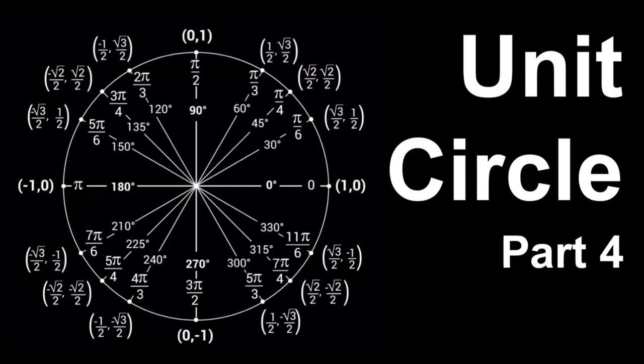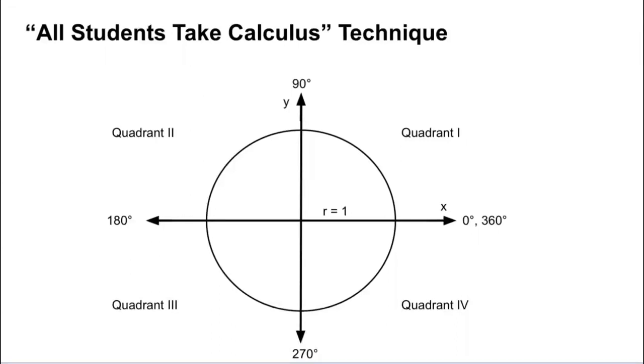And in part 4, sorry, which should be the final part, we're gonna build upon what we talked about in part 3 of trigonometry, with the ultimate goal of graphing the sine, cosine, and tangent functions. So let's get started. We have this technique called All Students Take Calculus, which is really just a way to memorize when sine, cosine, and tangent are negative and positive.